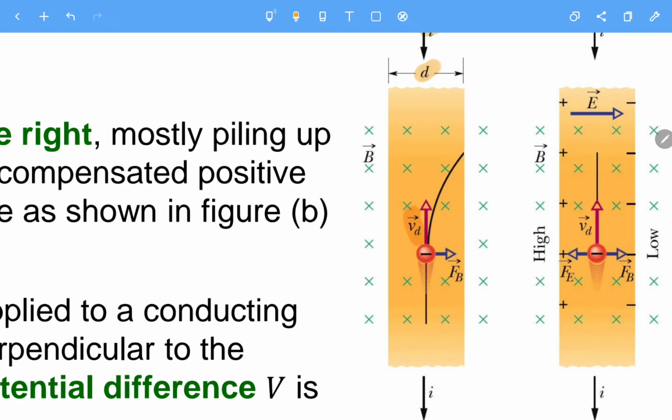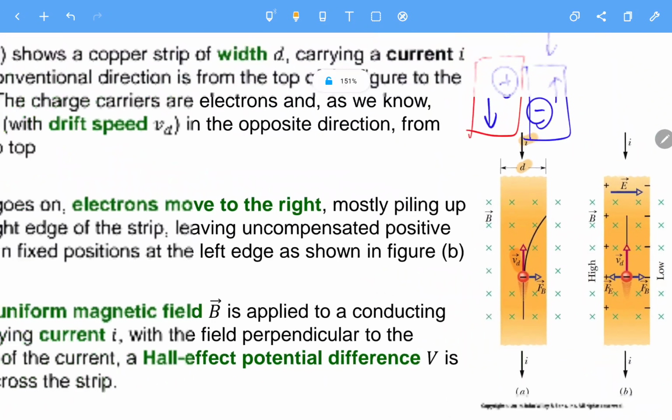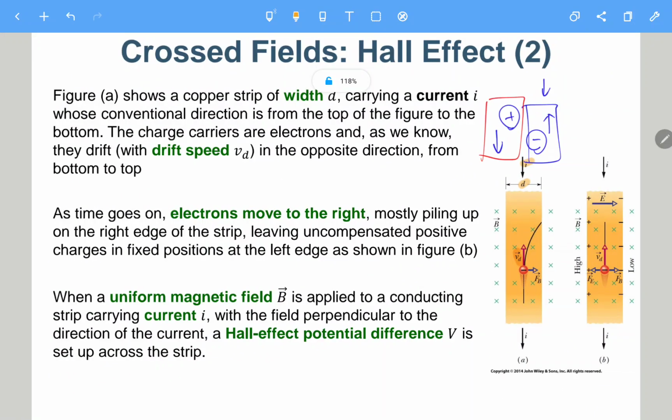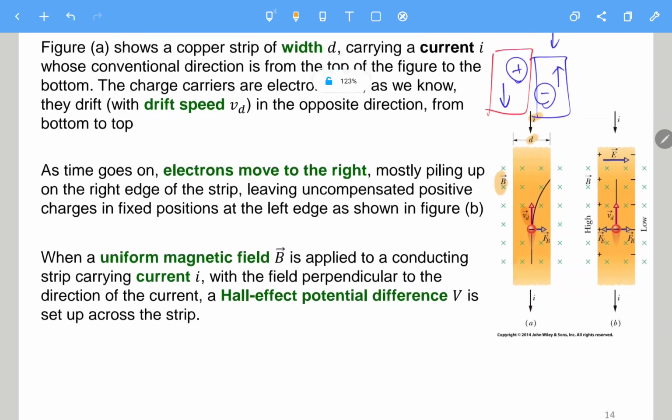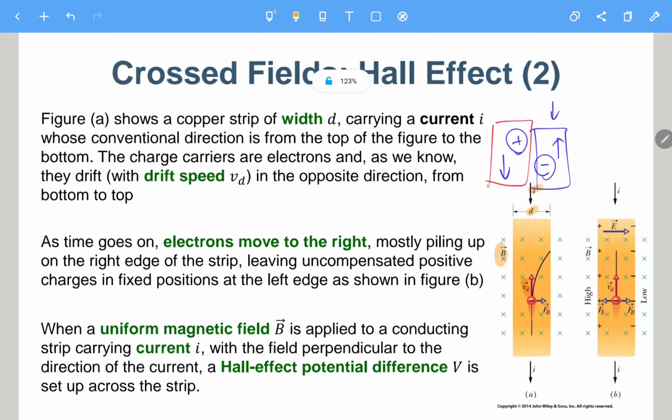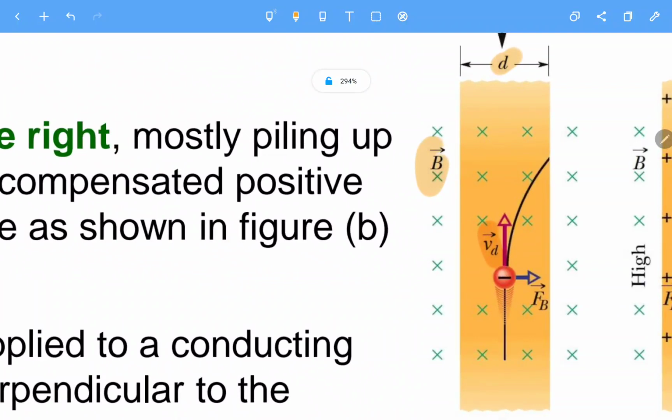VD is pointing upward. Then we apply a B field pointing into the page, which we show by this green cross here. Now we see what the direction of V cross B is. V is pointing upward, B is pointing into the page, so if we use the right hand rule, V cross B will be pointing to the left side.